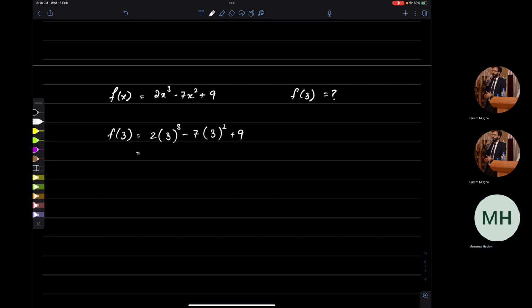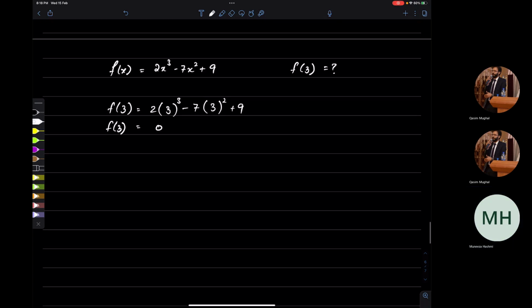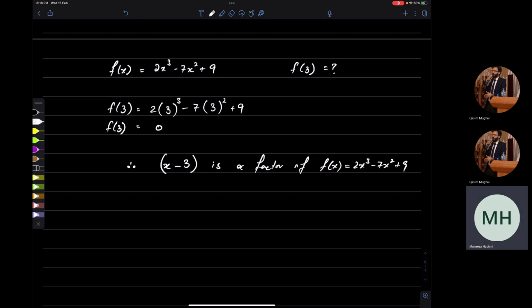0. That's 0. So f of 3 is 0, which means, therefore, x minus 3 is a factor of f of x equals 2x cubed minus 7x squared plus 9. Got it? Yes, sir. Because when I'm plugging in 3 into this function, it is giving me 0.